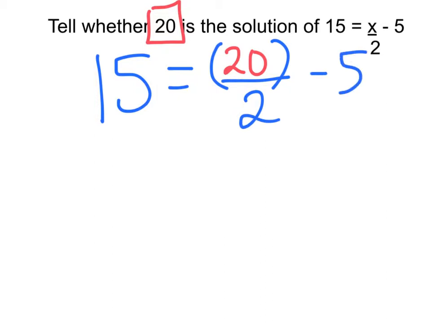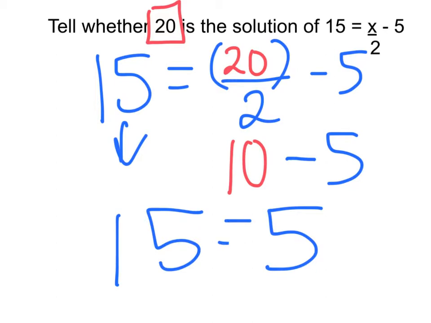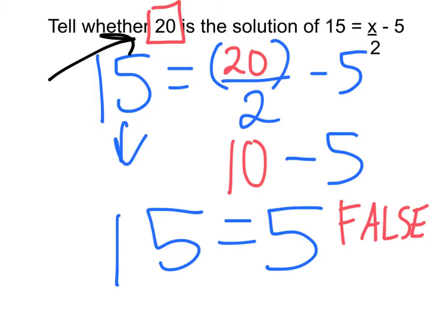minus 5. So the first thing that we're going to do when we're looking at something like this is the division, right? We're dividing before we subtract, and I know that 20 divided by 2 is going to give us 10, and 10 minus 5 is what? It's 5, right? And so when we bring this down, does 15 equal 5? No, this is not equal. So we can say this is false. We can say that they're not equal. But certainly 20, right? No, it's not the solution.